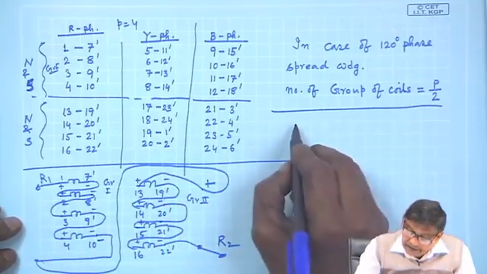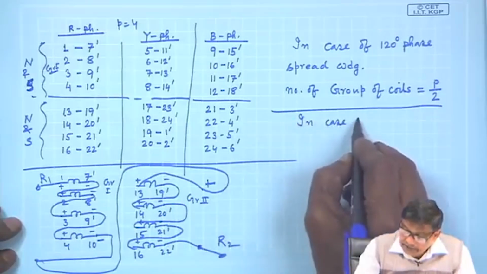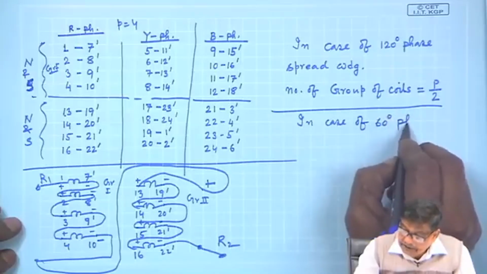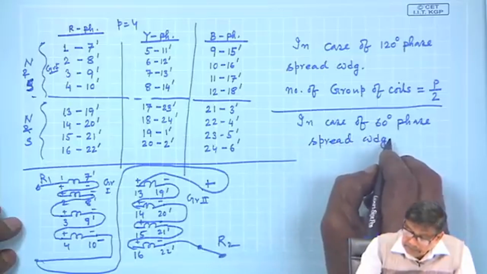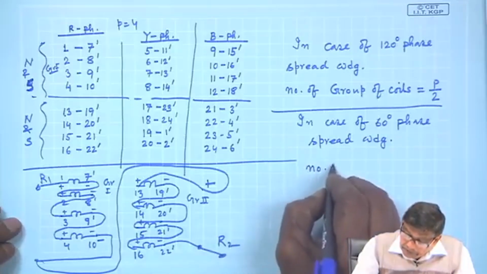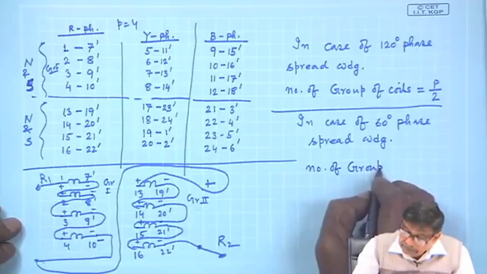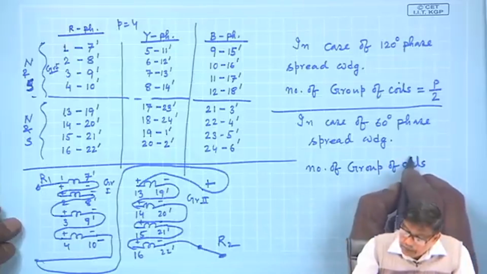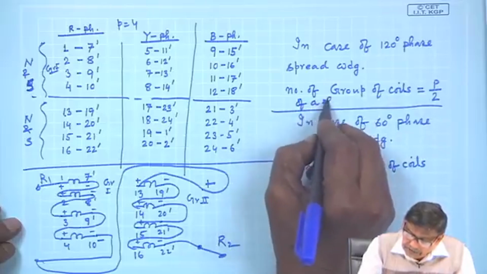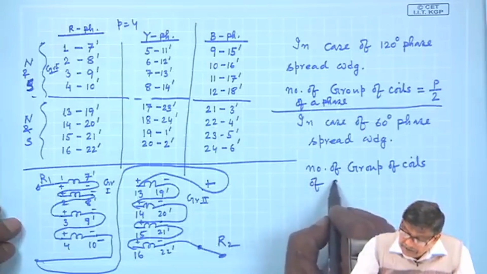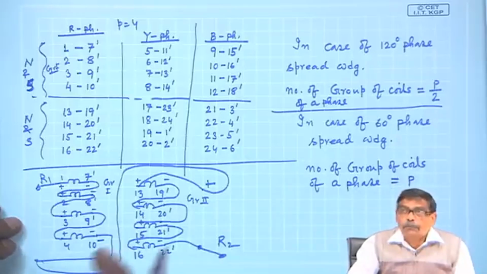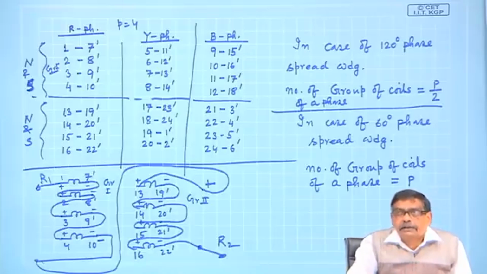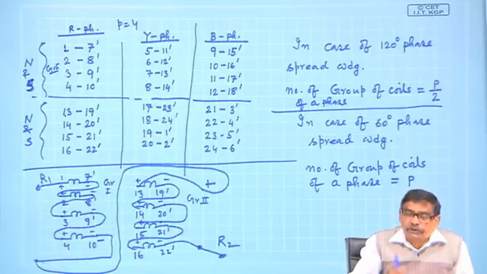This is one thing, and in case of this we have seen earlier 60 degree phase spread winding, number of group of coils of a particular phase is equal to number of poles straight. 4 pole 60 degree phase spread winding, if you look back you will find for R phase there are 4 groups, one under north, one under south, one under north, one under south.